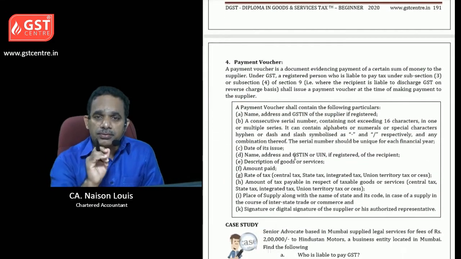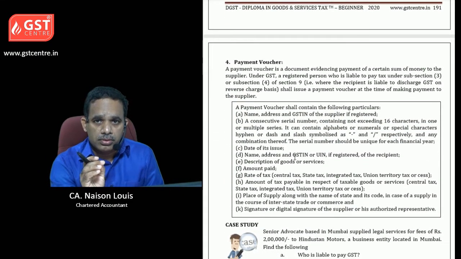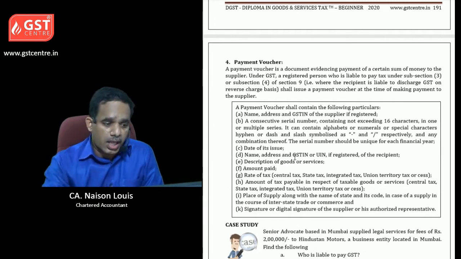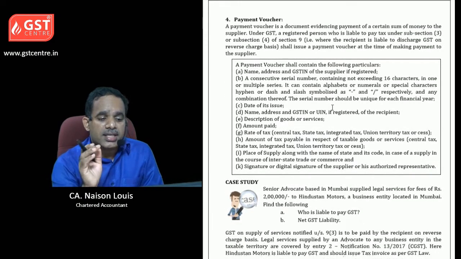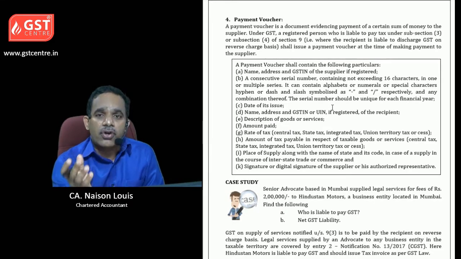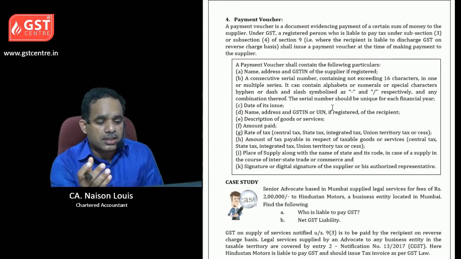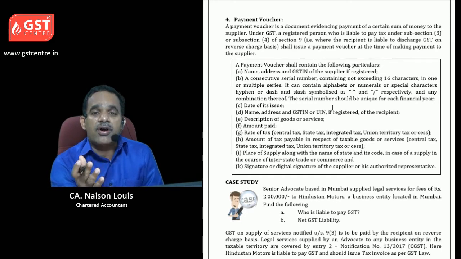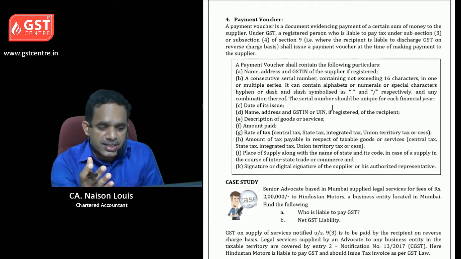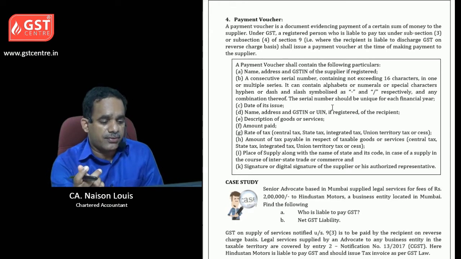Then a payment voucher, the same RCM, or if any payment is made to the supplier, then a document called payment voucher is prepared. And it includes name, address and GSTN of the supplier if registered, a consecutive serial number, date of its issue, name, address and GSTN or UIN if registered of the recipient, description of goods or services, amount paid, rate of tax, that is CGST, SGST or IGST, etc.